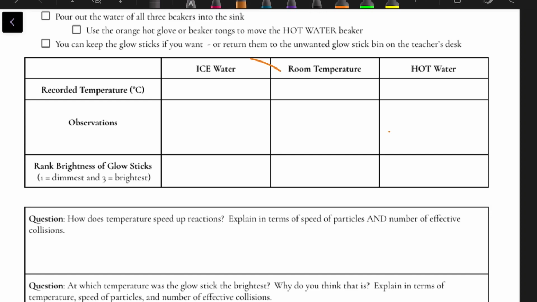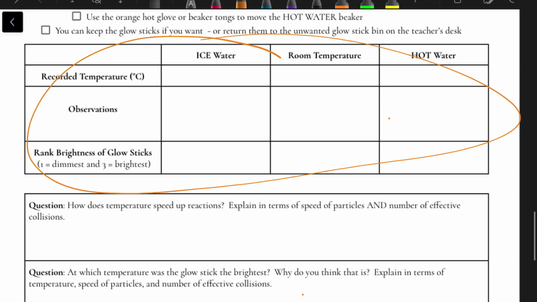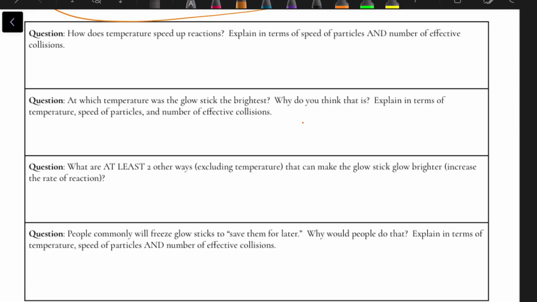So once you have all of your data collected, you'll be able to answer the handful of questions at the end, explaining what you saw and why. Of course, using the chemistry knowledge that you have read at the beginning of the lab and developed in this lab. So that is it.